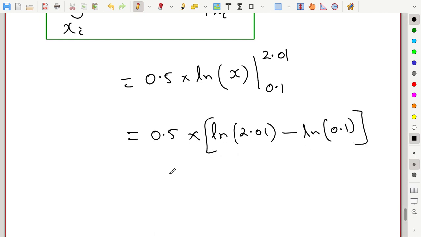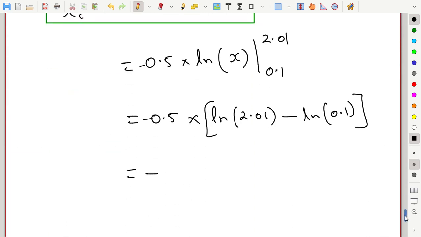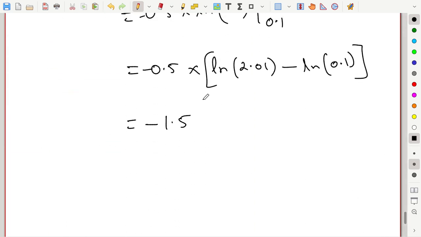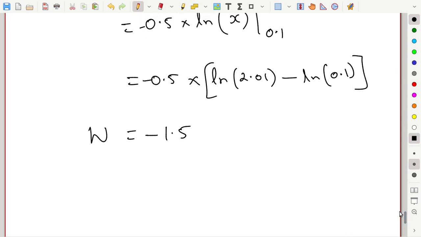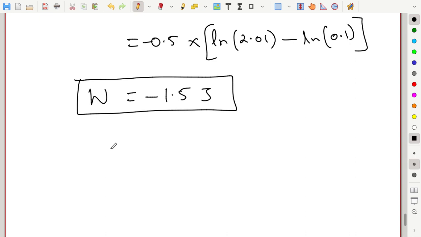Okay, so we have to calculate this natural logarithm. In the exam, they will provide the ln table for you, so you can calculate. I have referred to the value from the book. We have a minus here also, so this is minus k. Okay, so we end up with minus 1.5. This whole value is minus 1.5. This is the work done by the frictional force, minus 1.5 joules.